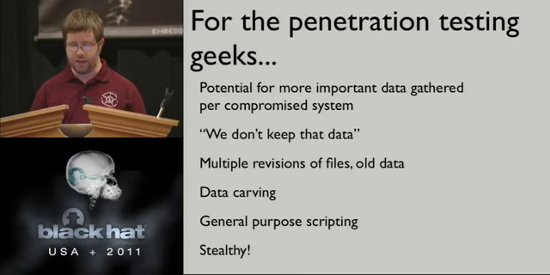So your normal file system interface doesn't show it. We may be able to find multiple revisions of files. We may be able to find files before something has been redacted, before something has been removed from the file. We may be able to find old data like that. One big thing is data carving.